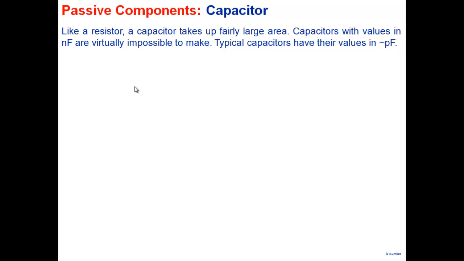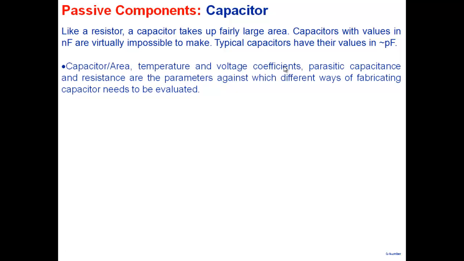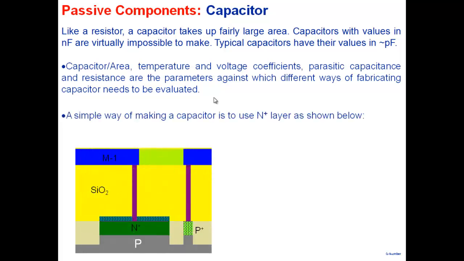Okay, capacitors. How do I implement capacitors here? So capacitors again take up fairly large area, and you cannot make capacitors except in picofarads. Even nanofarad capacitors are not possible for you. You can do the calculations yourself and come up with the numbers and see why it is unrealistic. So one way in which you can make a capacitor is as follows. Look at this particular layout here.